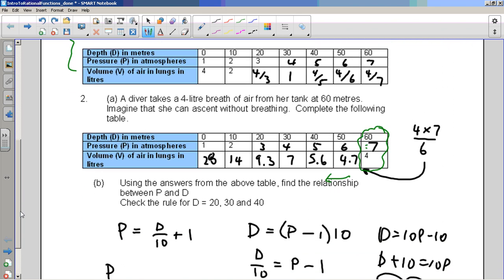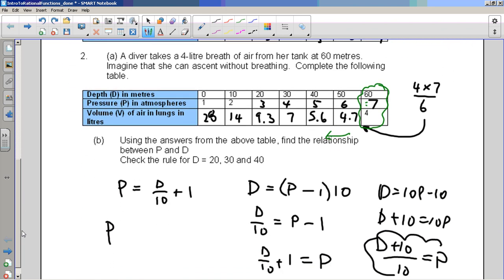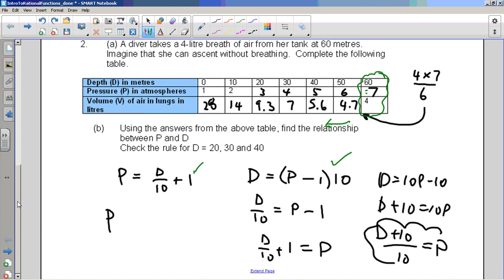It says, using the answers from the above table, find the relationship between P and D. And this is kind of a guess and check thing. There's 2 possible formulas you could have had. You saw that the depth is related to the pressure. It's if you subtract 1 and multiply by 10, or some people say you take the depth and you divide by 10 and add 1. Either way, you get this relationship between depth and pressure. So hopefully you got one of those, and you can check it using the various values there. Dandy.